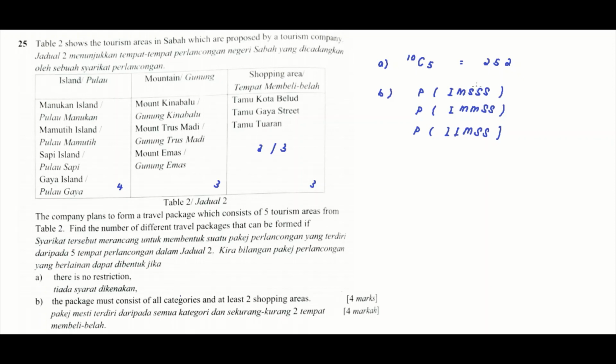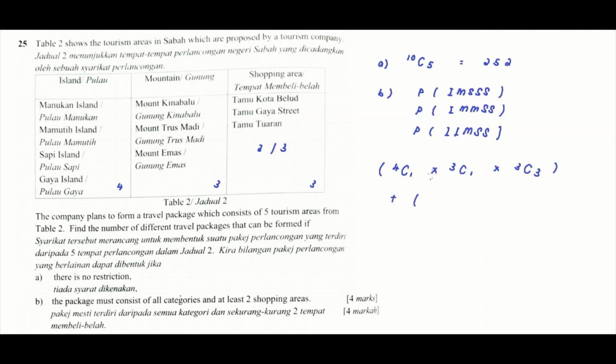Let's try to find out the number of combinations for the first one. If I choose 1 island out of the 4, I will have 4C1. Then multiply by the mountains: out of the 3 mountains, I'm going to choose 1. Then for the shopping areas, we choose all, so you can just multiply by 1, or if you write 3C3, it's the same thing as well. Okay, so that's the first one.